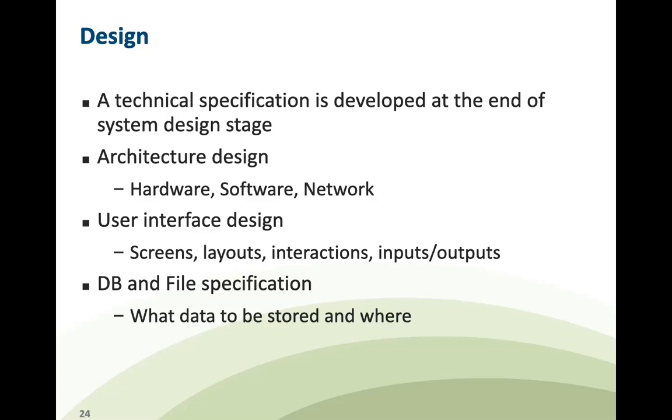So for architecture design in terms of hardware, software, and network, you have to come up with the architecture design. Then user interface design. With those interfaces, the people are going to interact with the system. So screens, layouts, interactions, inputs and outputs, all those things should be designed as well. And then database and file specification. What sort of database you are going to use and what sort of file formats are allowed. Those features also should be decided: what data is to be stored where.